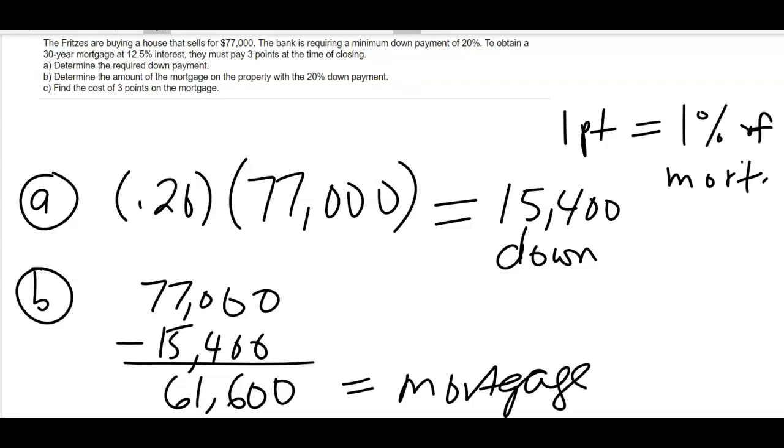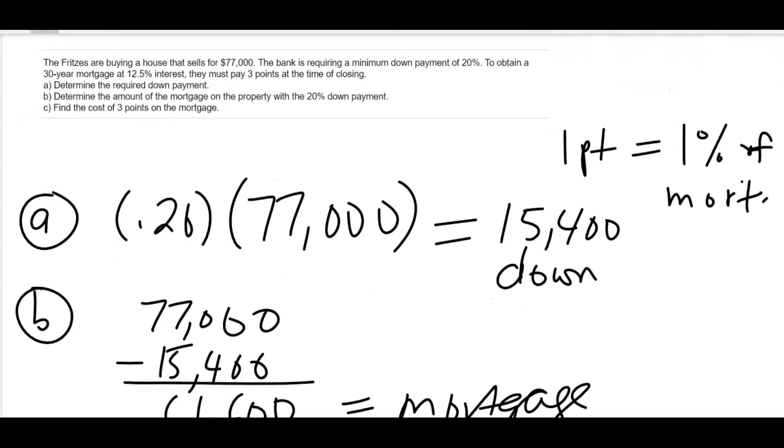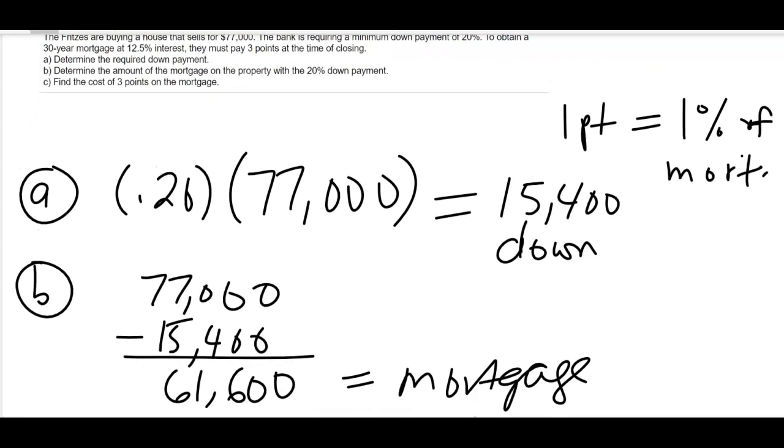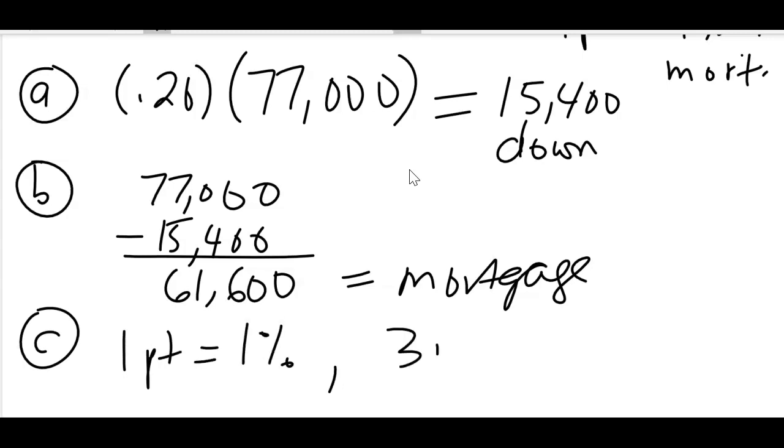And then the last part of this question asks us to find the closing costs if they have to pay 3 points on the mortgage. So they have to pay 3 points for the mortgage amount at closing. And remember, 1 point equals 1%. So if they have to pay 3 points, then we want to find 3% of our mortgage amount.